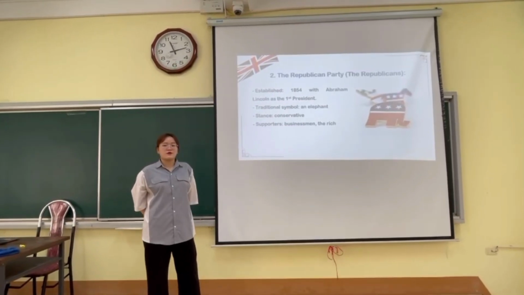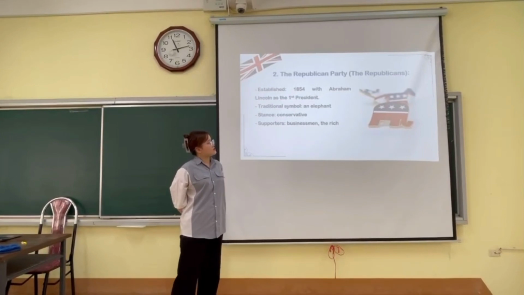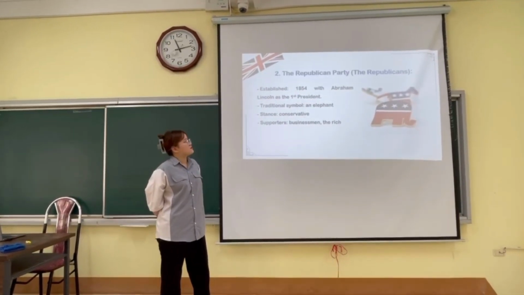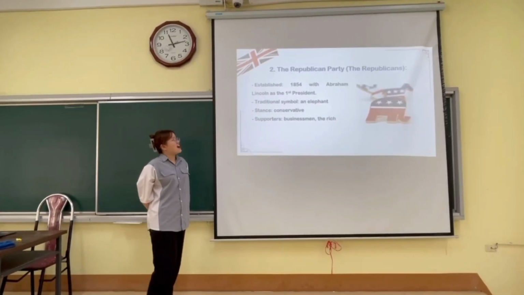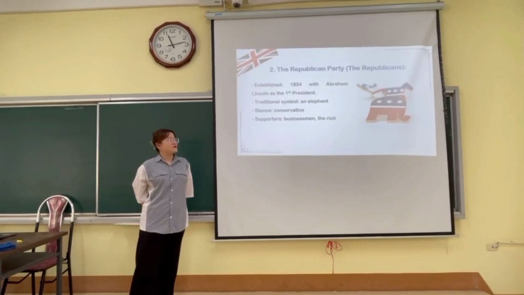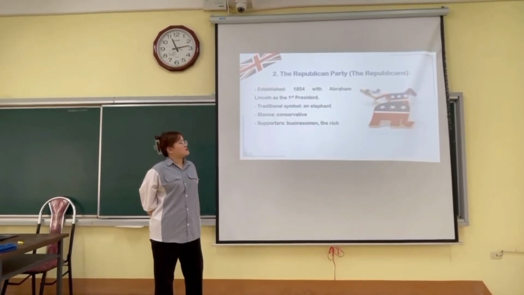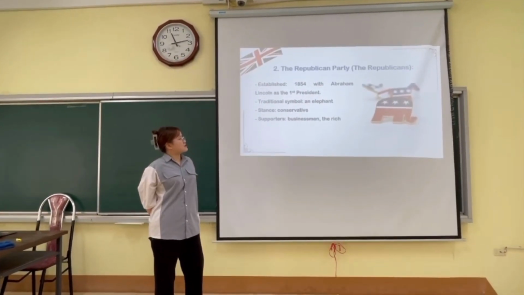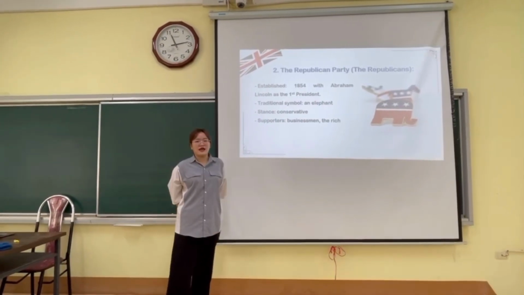The second we will study is the Republican Party. Established in 1854 with Abraham Lincoln as the first president. Their symbol is the elephant, and they stand conservative, with supporters among businessmen and the rich.